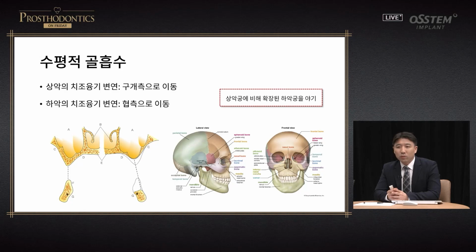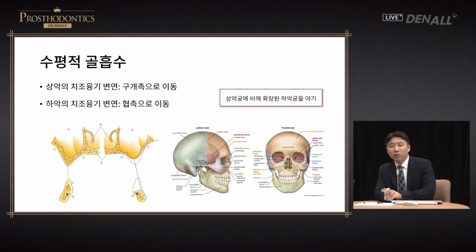Let's look at the bone resorption pattern. On the right is the skull. The lower basal bone is wider. If you touch it, the lower basal bone protrudes towards outside. In the case of upper, the basal bone is more narrow, and with resorption, it almost shrinks. But in the case of lower, it almost looks as if it's protruding buccally. Such tendency can be observed.